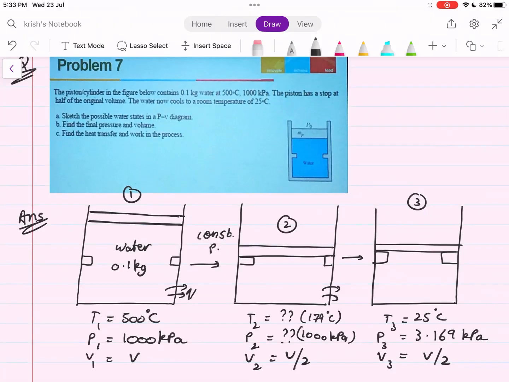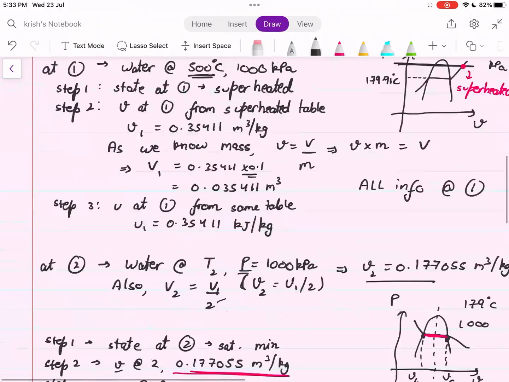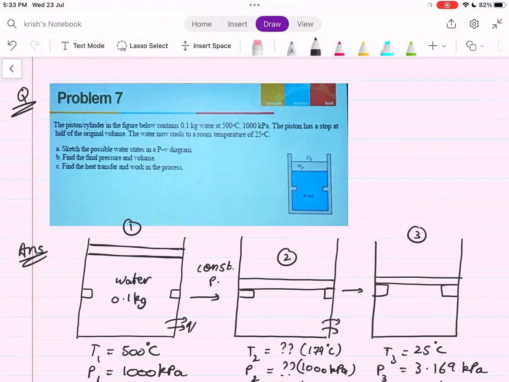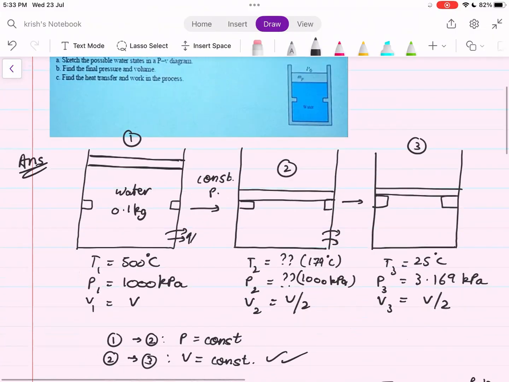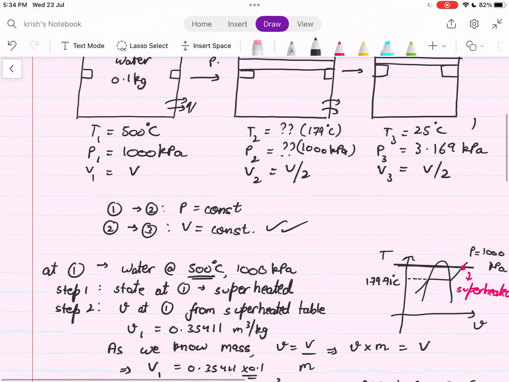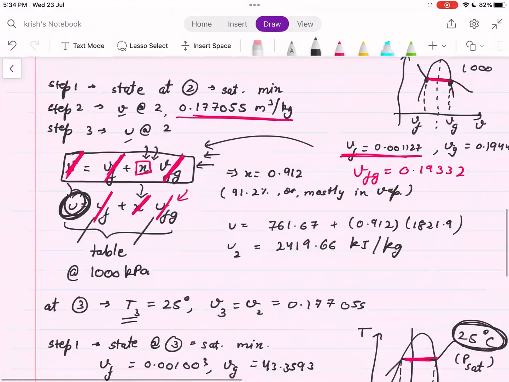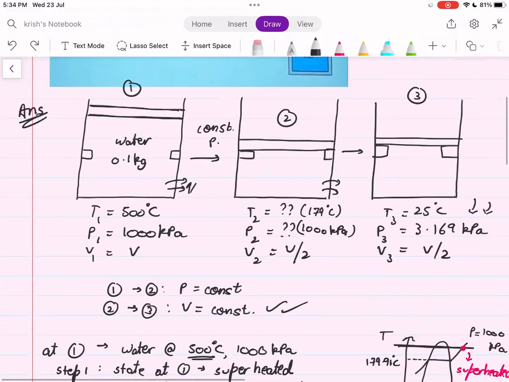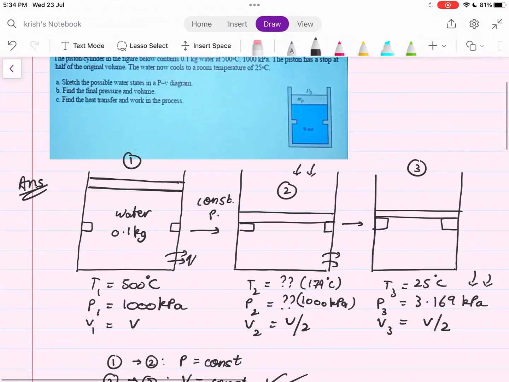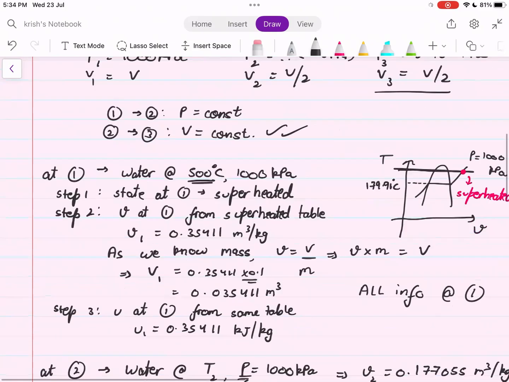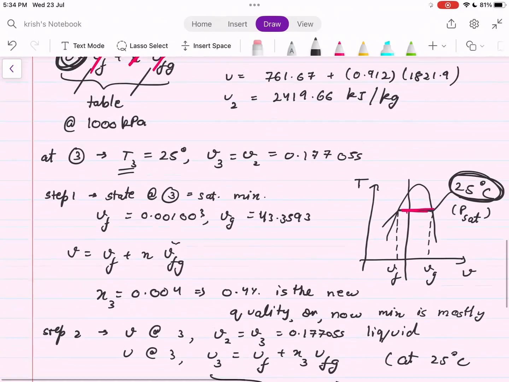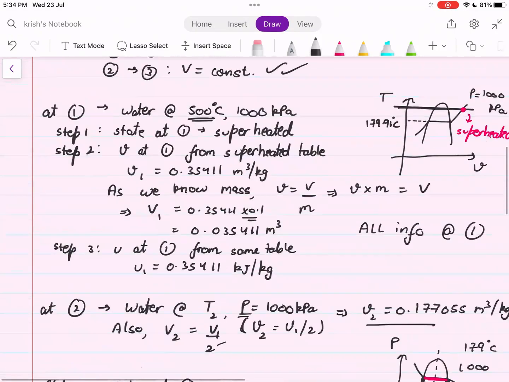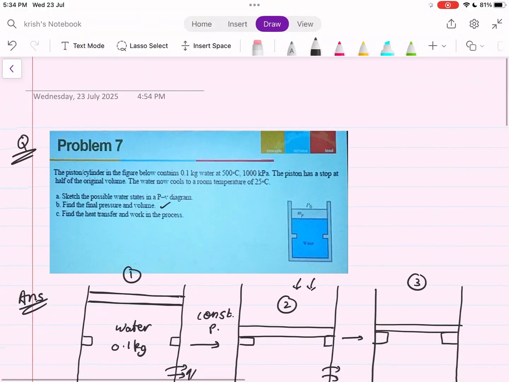And yeah. Okay, so sketch the possible water states in a PV diagram. I think we should do this part in the end. Okay, part B is find the final pressure and the volume. So final pressure has been found by us as the saturation pressure, because at 25 degrees Celsius it is a saturated mixture. And the final volume will be the same as that at state 2, which was, yeah, this is the specific volume. If you multiply it by 0.1, you will get that. So part B has been done.